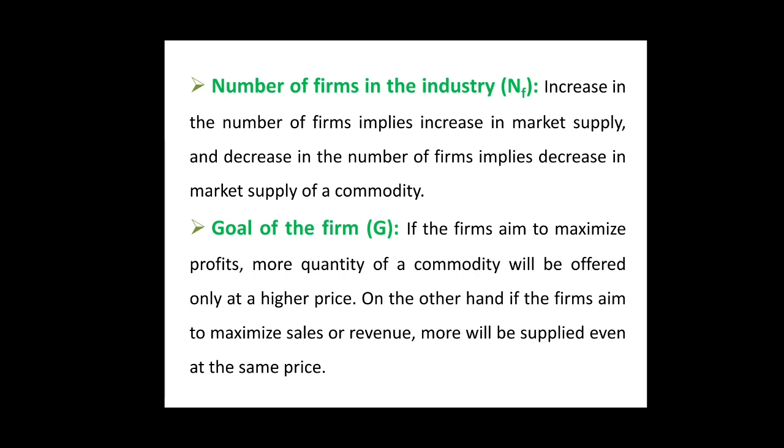Like, if the firms aim to maximize profits, more quantity of a commodity will be offered only at a higher price. On the other hand, if the firms aim to maximize sales or revenue rather than profits, more will be supplied even at the same price. Thus, the production of the product produced by firms and hence its supply in the market would be larger if the firms have the objective of maximization of sales revenue.